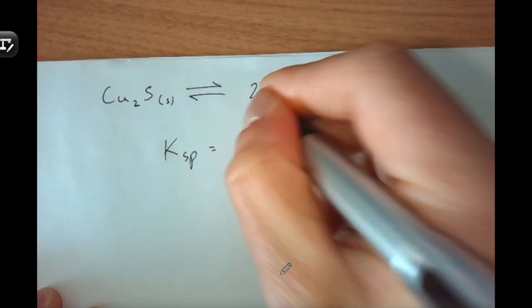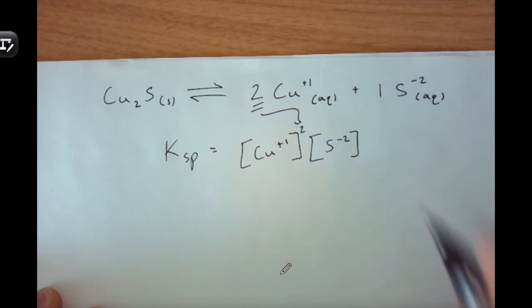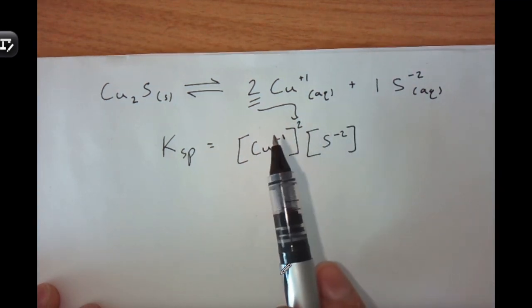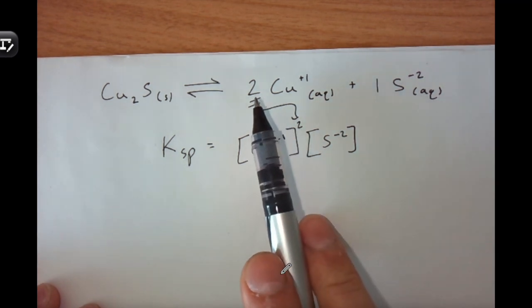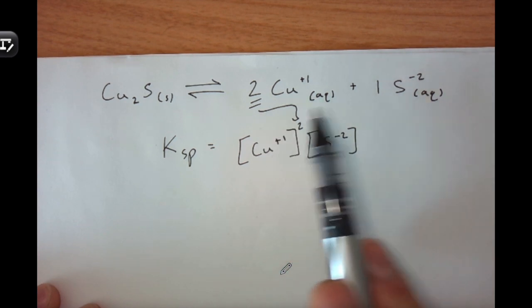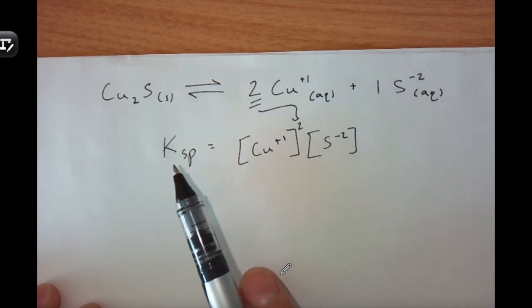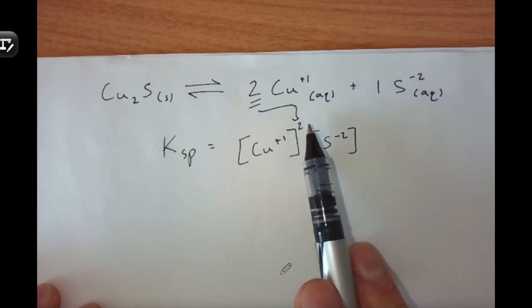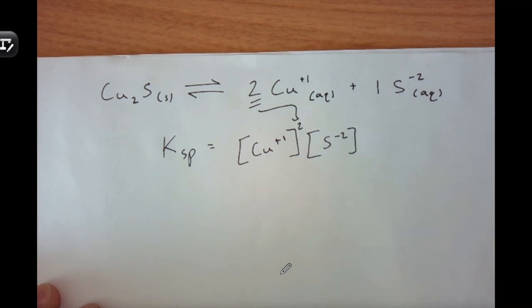This coefficient of 2 becomes a squared on copper. And if we were doing an ice chart, that coefficient of 2 would mean that the change would be twice as much for copper as it is for sulfur. But in our K or Q equation, it's the exponent. Here it's 2, here would be 1.